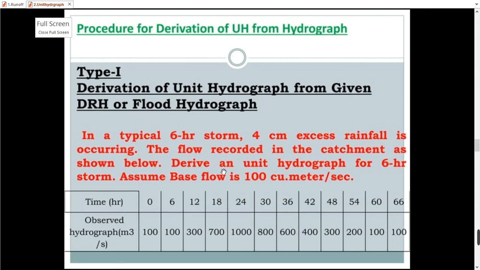In a 6-hour storm, we have to convert it to an 8-hour storm. How is it possible? We will see. This is the flow recorded in the catchment as shown below. Derive the unit hydrograph for a 6-hour storm. Assume base flow is 100 cubic meter per second.